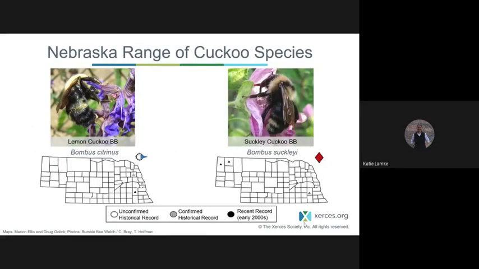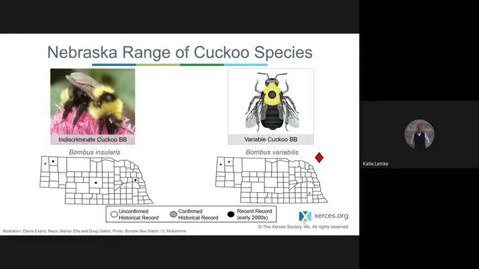When we look at the range maps for Nebraska, you can see that citrinus is more commonly collected on the eastern part of the state, and that Suckley has been found in the east as well as the west. And for the indiscriminate cuckoo bee, it was recorded in east and central Nebraska and western Nebraska. Variabilis was more commonly recorded out in the Panhandle, but it has been observed in Lancaster County.